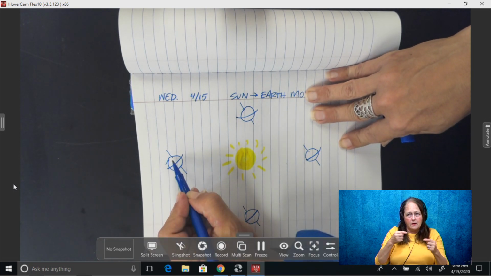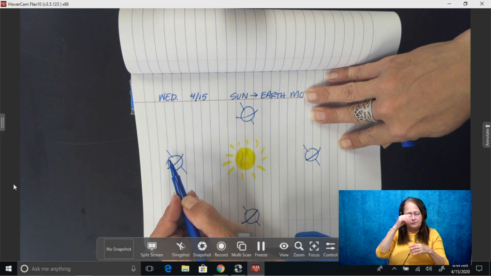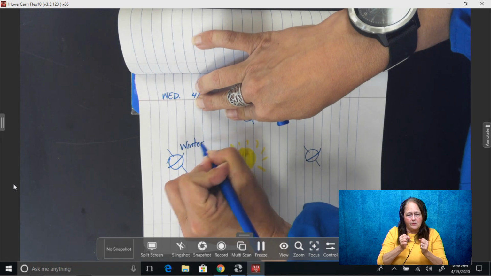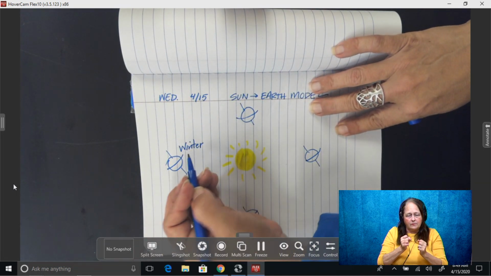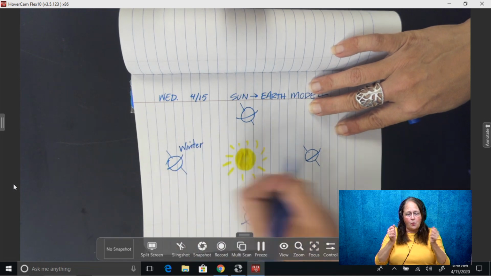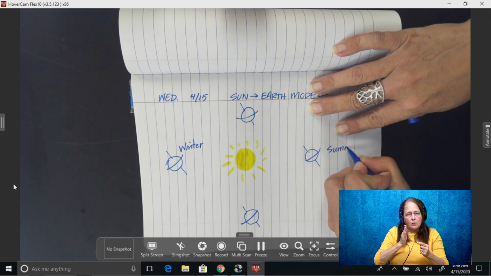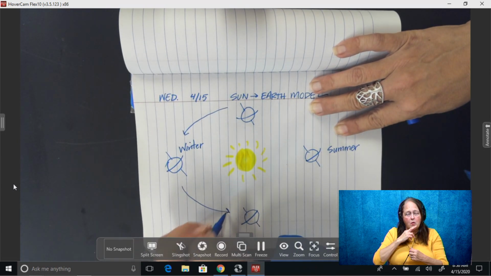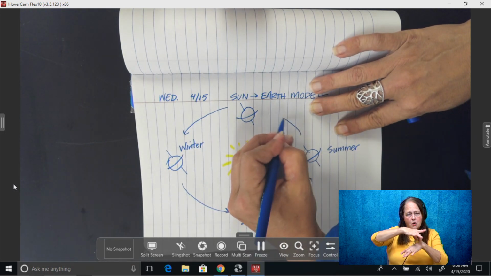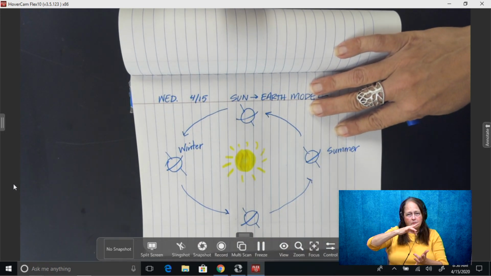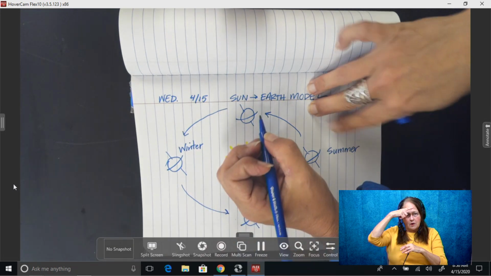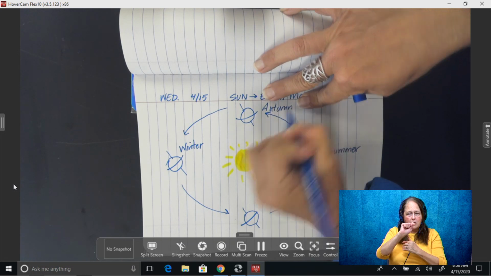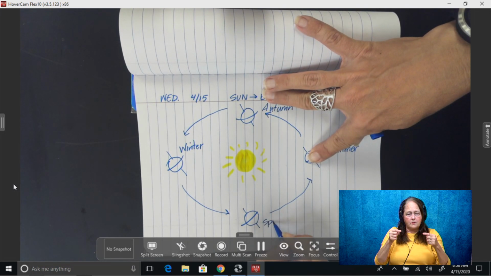So here, I've got the northern hemisphere, and his axis is pointed away from the sun. So this season is going to be winter. And then I like to go opposites. So if that's winter, the opposite to that is going to be summer. And if we are orbiting this direction, after summer, this is going to be fall, which we also call autumn. And the opposite of that is going to be spring.